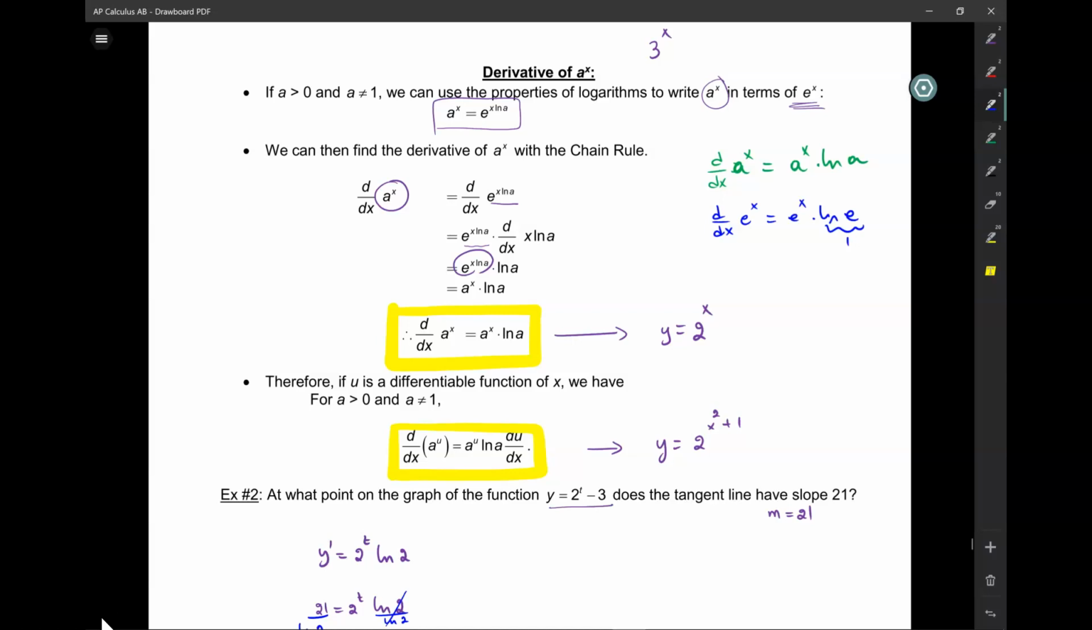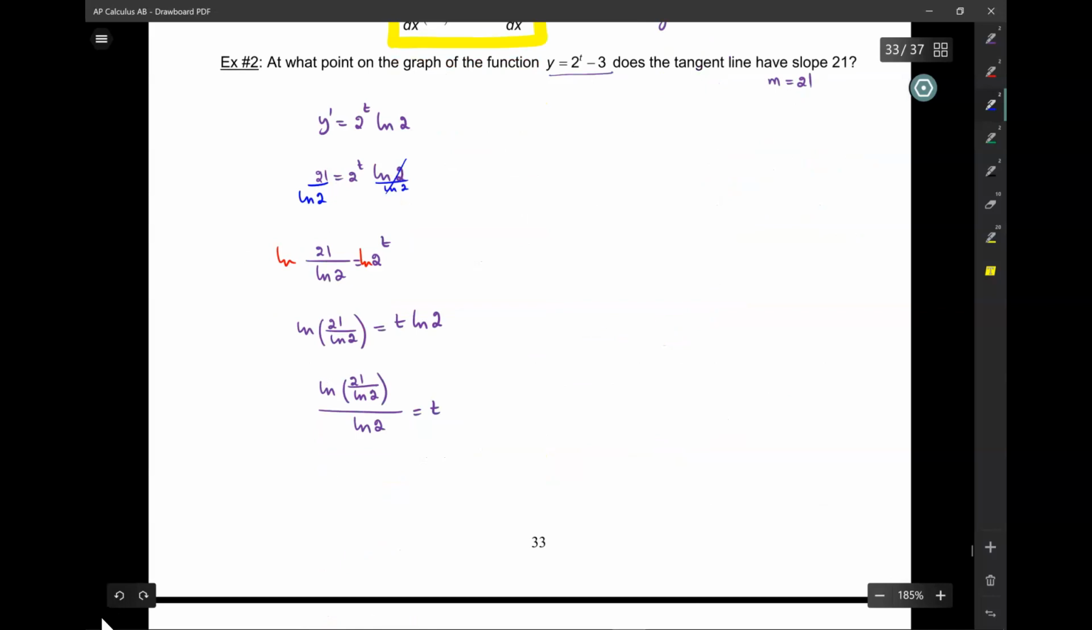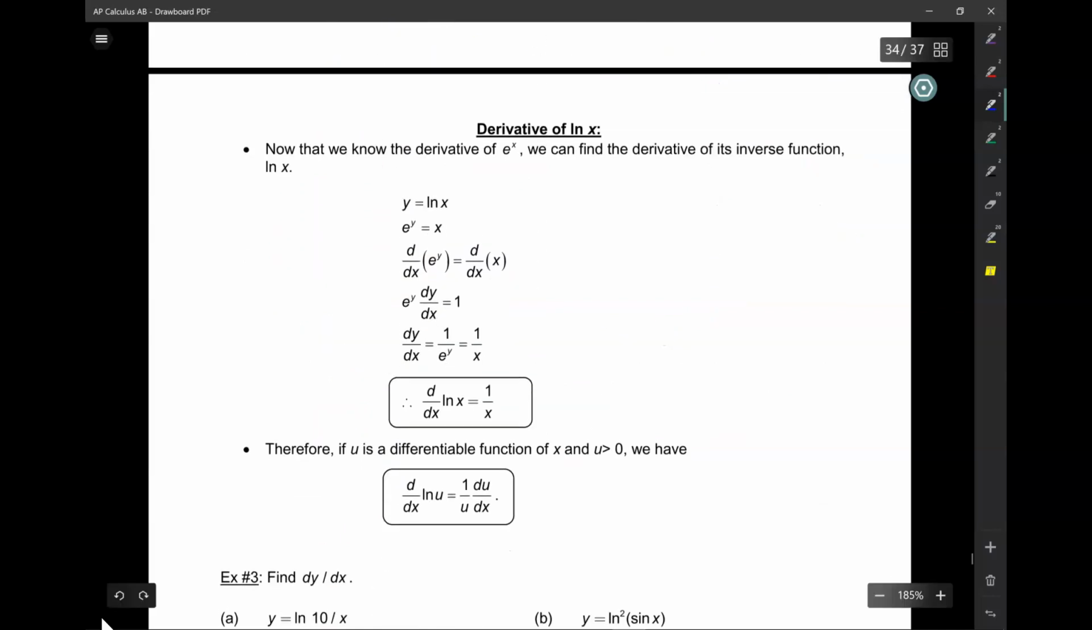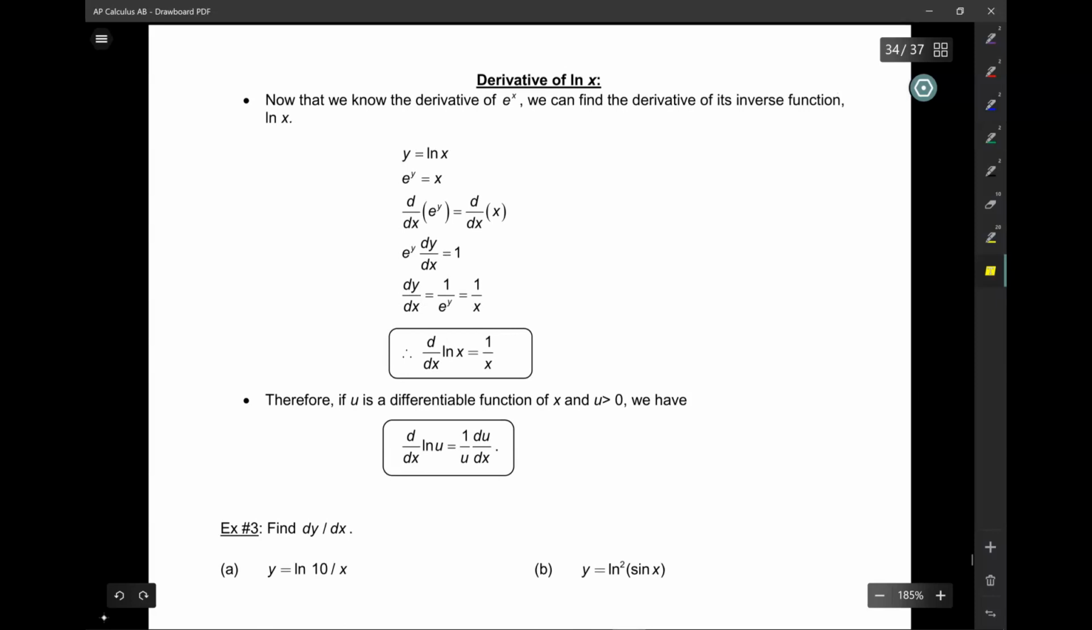Now, we're going to move on, right? You know what's coming because we're doing the exponential functions. Well, how about ln, right? We did the exponential. Well, how about logs? Derivative of ln of x, right? Okay, so suppose you have y equals ln of x, right? And now we want to see if we could take a derivative of this.